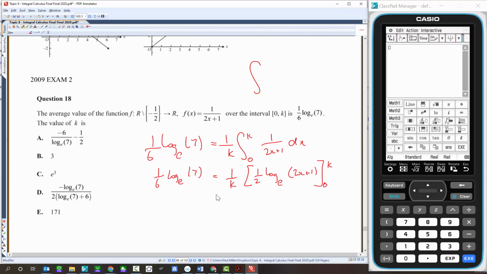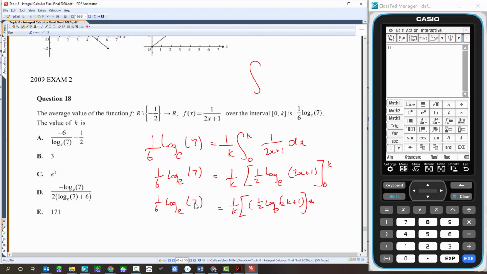Okay, now I've got 1/6 log E7 equals 1 over k. Let's jam k in, so I've got half log E 2k plus 1, take away, when I put 0 in, 0 plus 1, log E1 is 0, so that's going to be just take away 0, so I'm not going to bother.